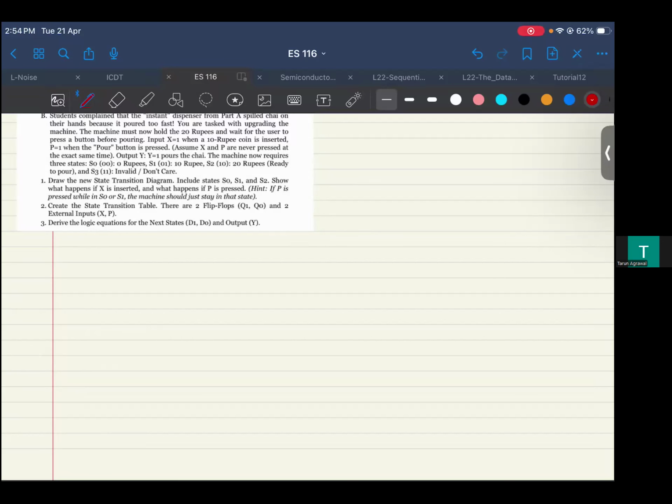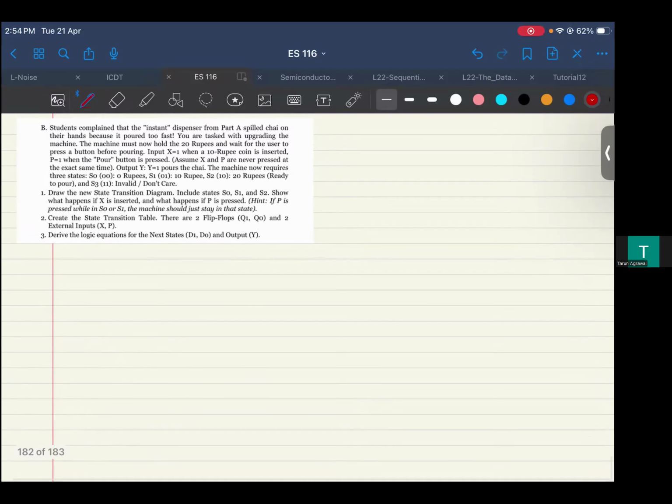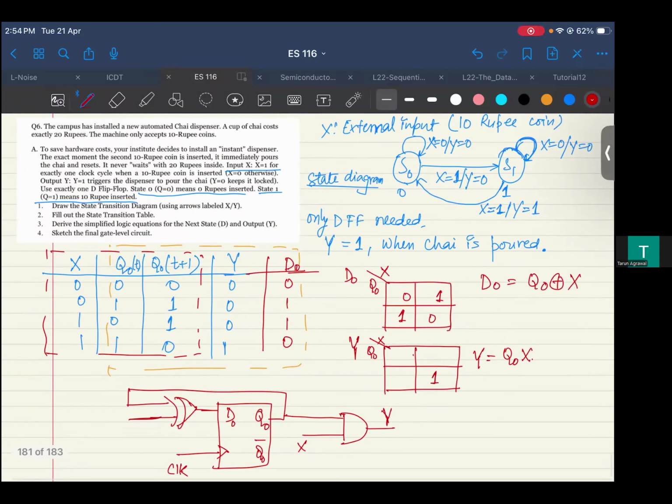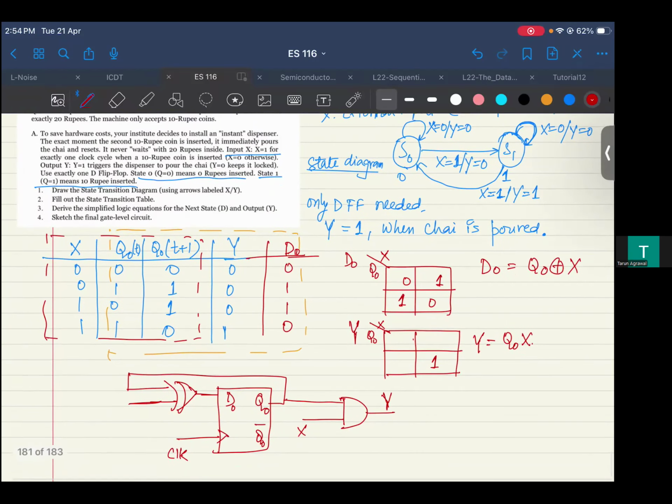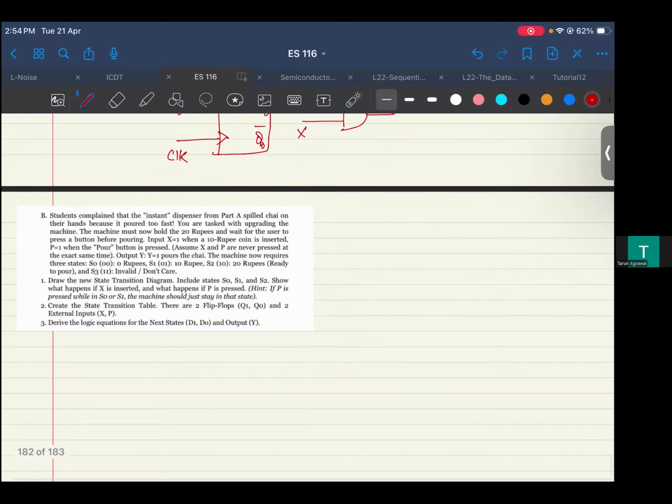Okay, so in this part, as we said, the problem in the previous state table was that whenever the second coin was there, you see that it was transitioning to state 0 directly. It was not staying back there. So that means there was nothing separate for pouring. The pouring was happening as soon as you were putting the second coin, right?